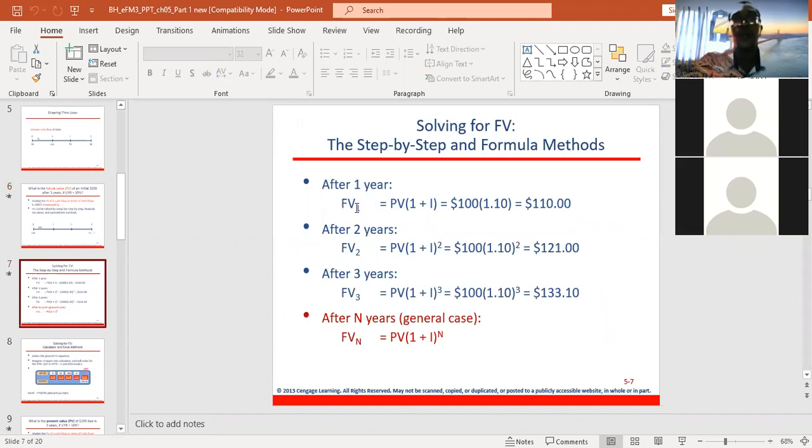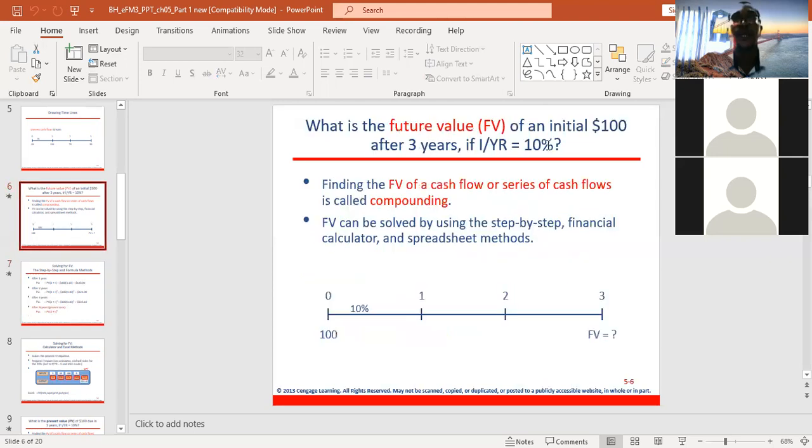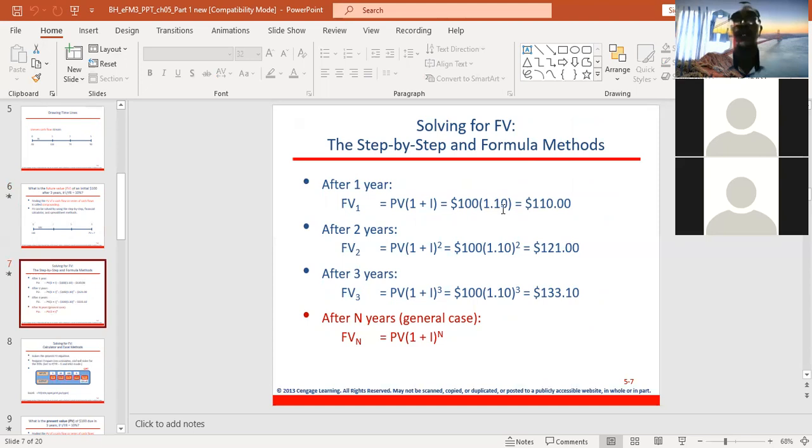Using this formula, future value at the end of year one equals present value multiplied by 1 plus I. So from what we have here, our I is 10%. Our initial amount at time 0 is 100. So 100 times 1 plus 10%, so you have 1.10. At the end of year one, your money has grown to 110. You can see at time 0, today is $100. After year one, you already have interest. That is why you have 110.00.